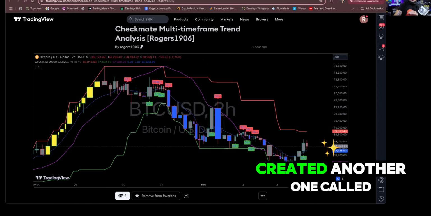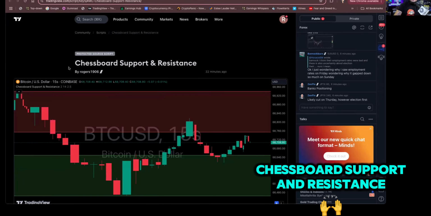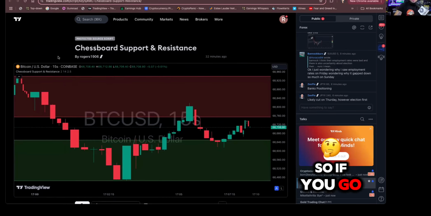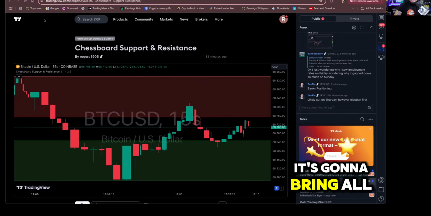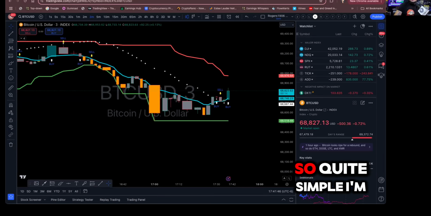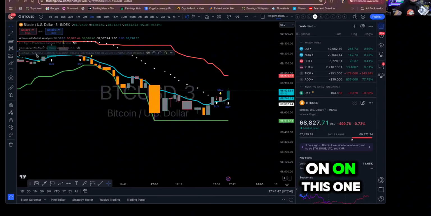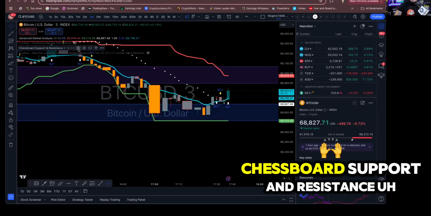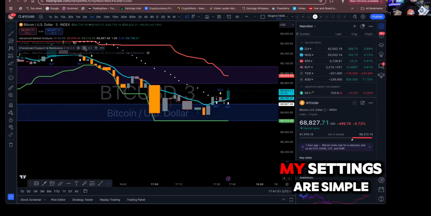I also created another one called Chessboard Support and Resistance. So if you go to TradingView, you type Rogers 1906 in, it's going to bring all these up for you, and you can click it just like that and get to it. Okay, so quite simple. I'm going to turn the lights on this one here. Chessboard Support and Resistance. My settings are simple.